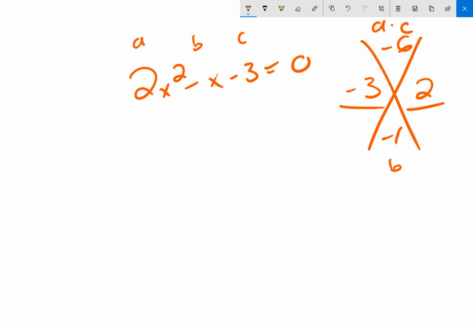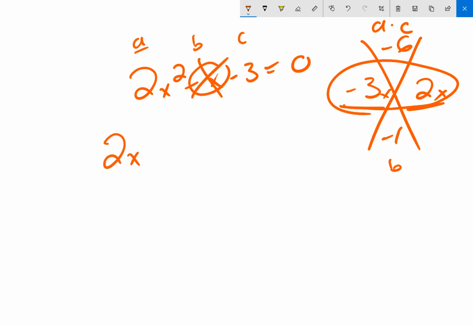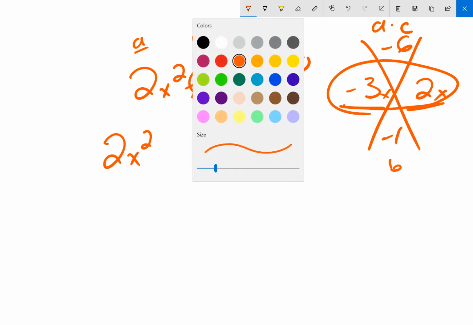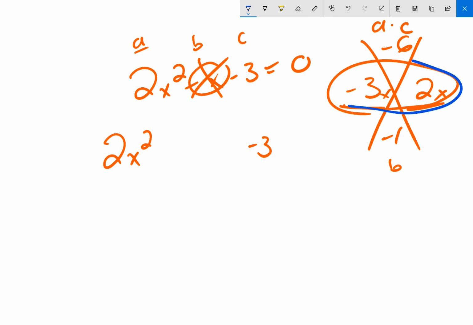Now, no shortcut here because a is 2 and not 1. If a was 1, then my factors would be x minus 3 and x plus 2. But I can't do that here since a is not 1. I'm going to use these as x terms, and they're going to replace that middle x term. So we're still going to have 2x squared. And we're still going to have the -3 at the end. But in between, I'm going to put these as x terms. -3x plus 2x. That's replacing the x term I had originally up there.